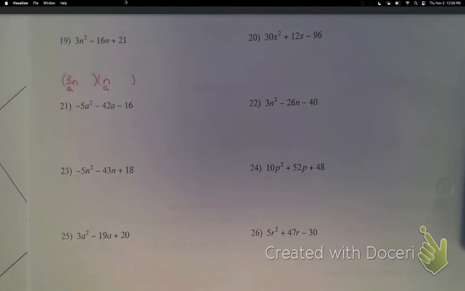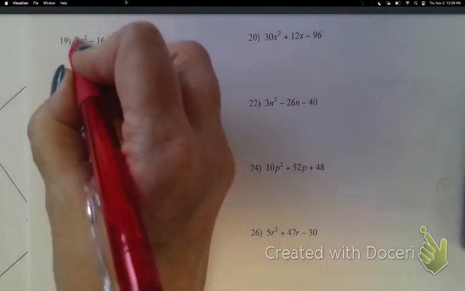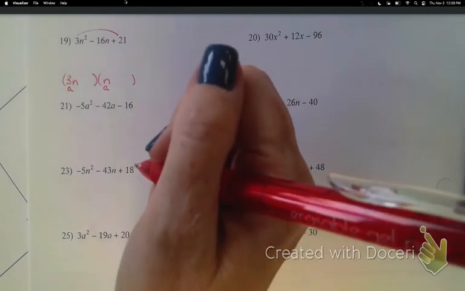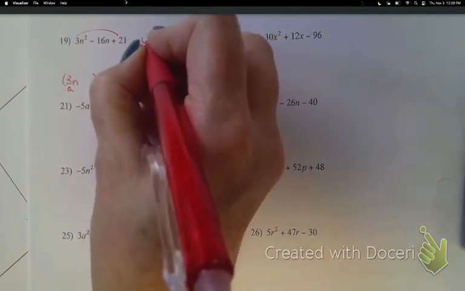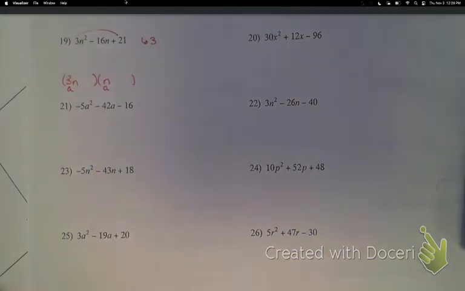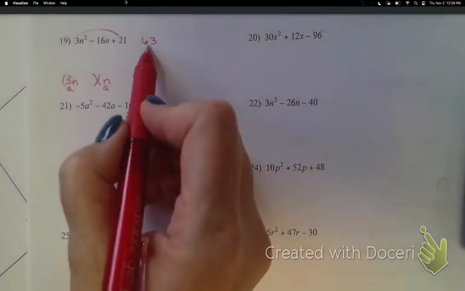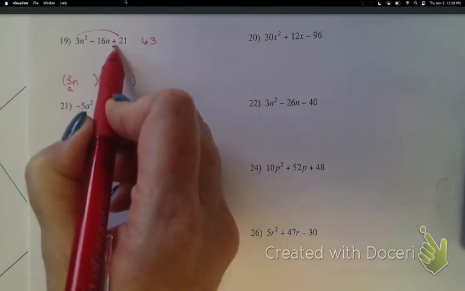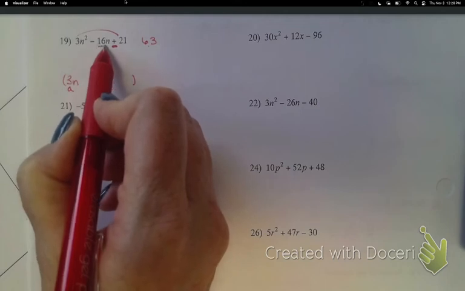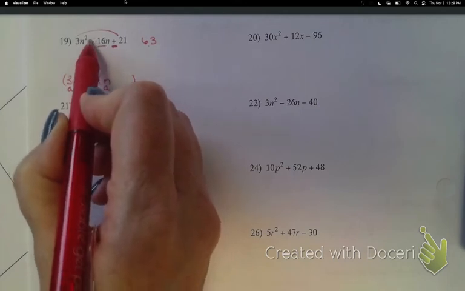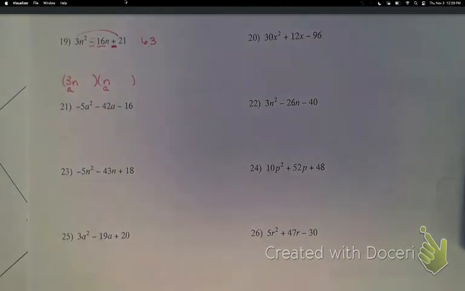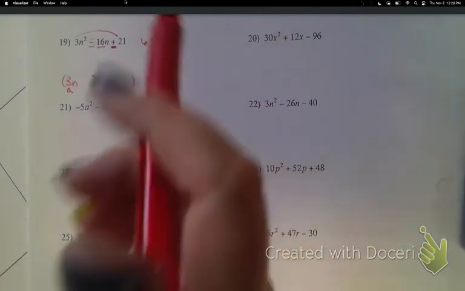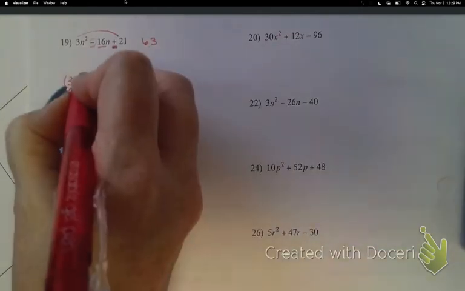Yes. Gracie said, don't we have to take 3 times 21? Yes, you do have to take 3 times 21, which is 63. So now I need the factors of 63 that do what? Add to 16. If they add, they're both negative. So could I put a negative on both?